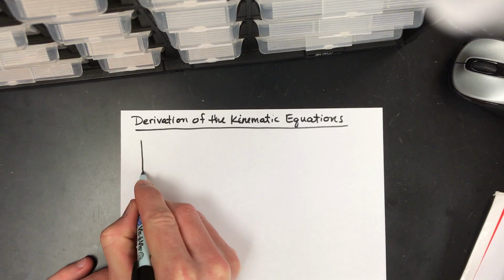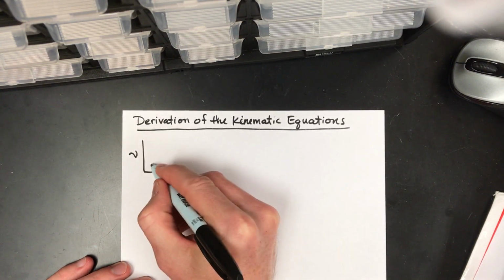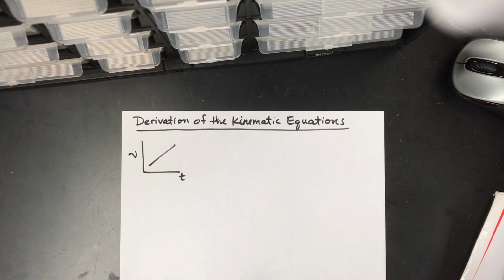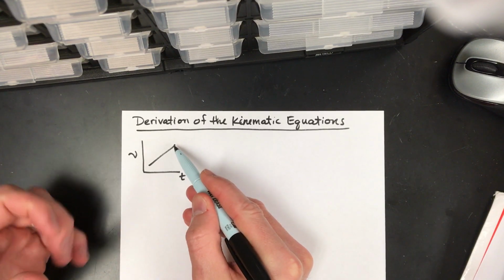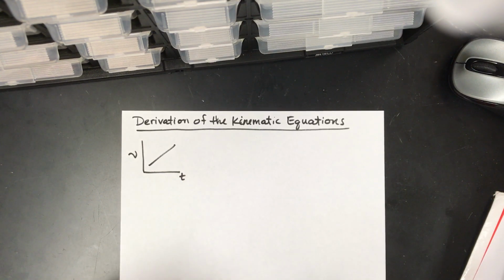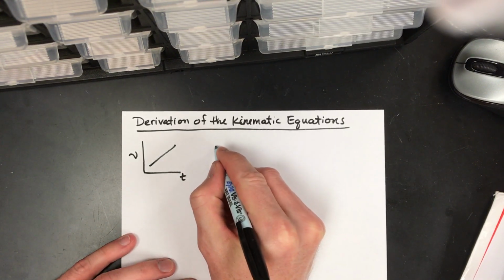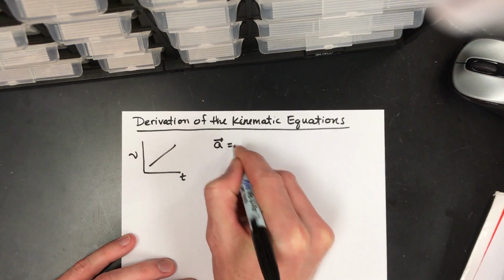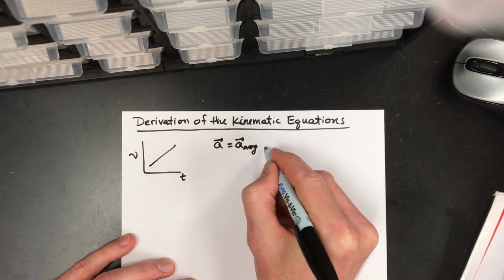So if we draw a velocity versus time graph, a motion with constant acceleration would have a constant slope, okay? And if we are looking at what the average acceleration is during this stretch relative to the acceleration at any given point, we can say that the average is exactly the same as the acceleration at any point. So we can write that as acceleration equals average acceleration. And what does that equal?